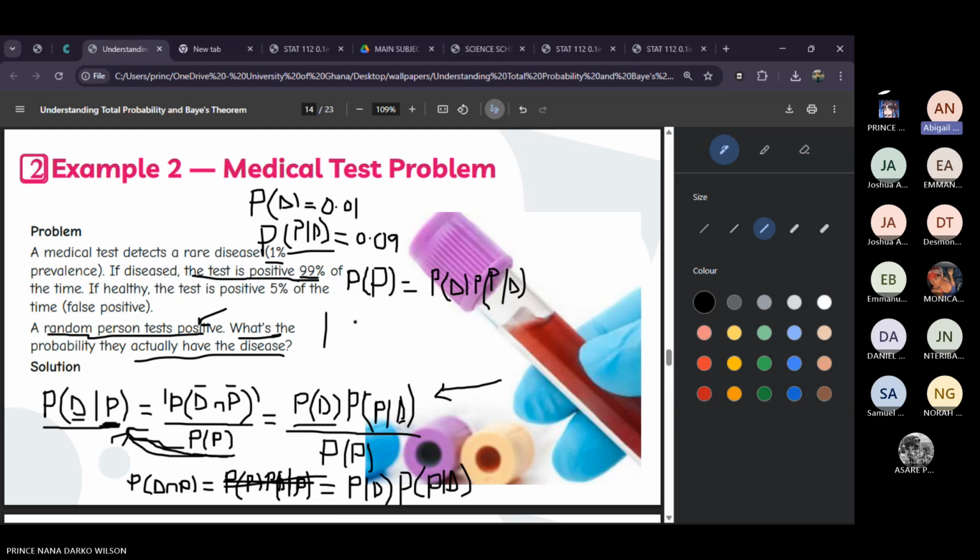Please, I'm confused. Where is the 0.09? I don't know where you got that from. Oh, sorry, it's supposed to be 0.99, not 0.09. As you can see, the probability of testing positive, given that you have the disease, is 99%, right? So it's rather 0.99, not 0.09. So I'm sorry. Okay. All right.